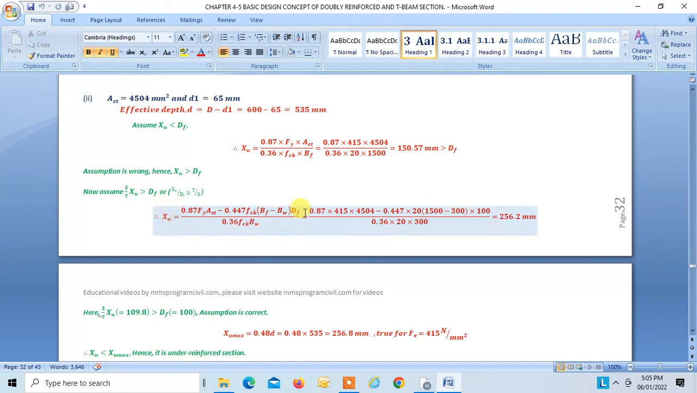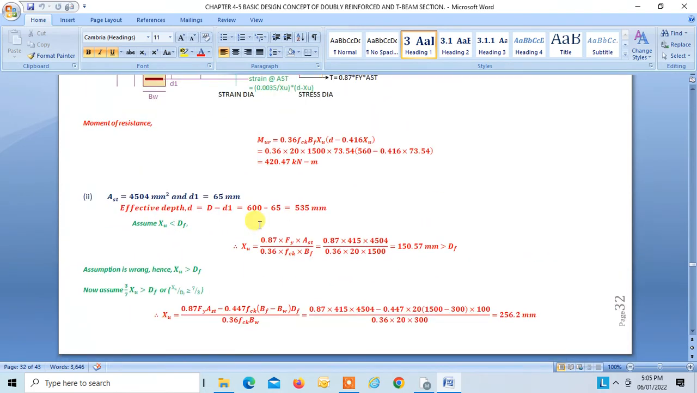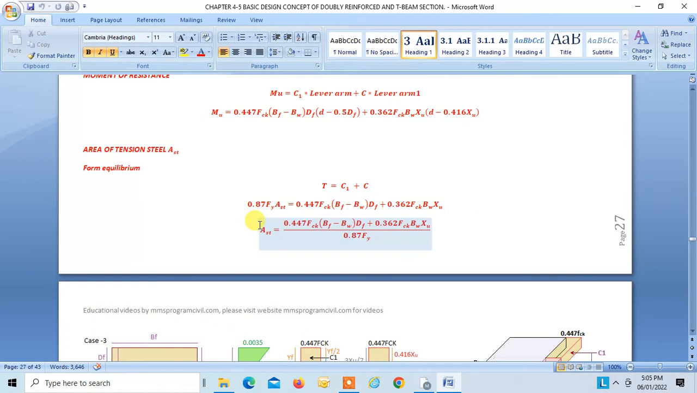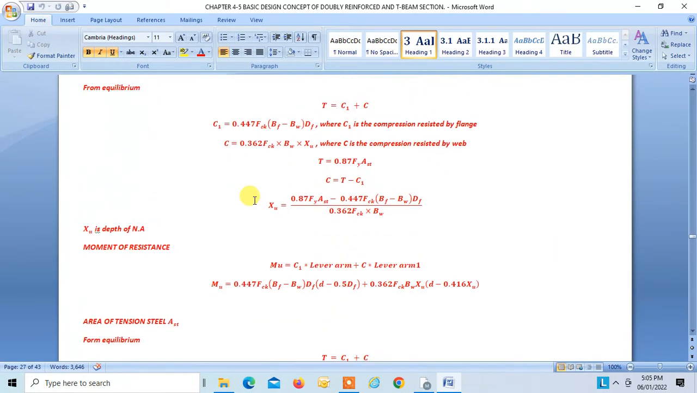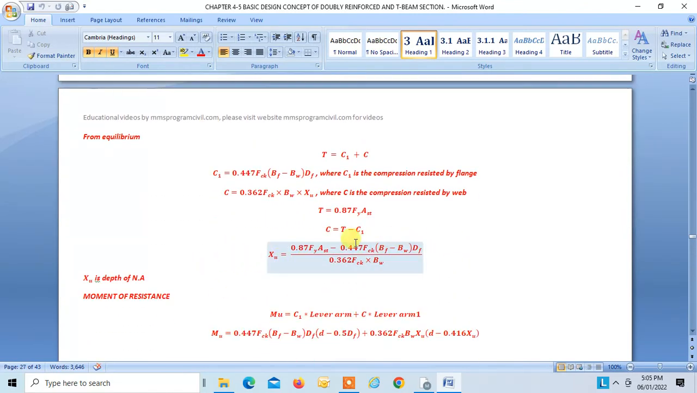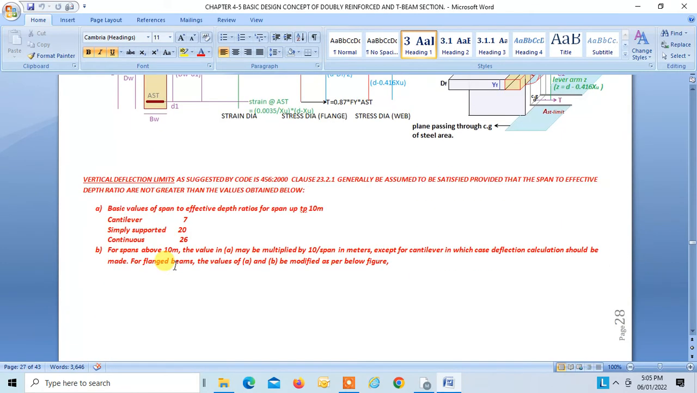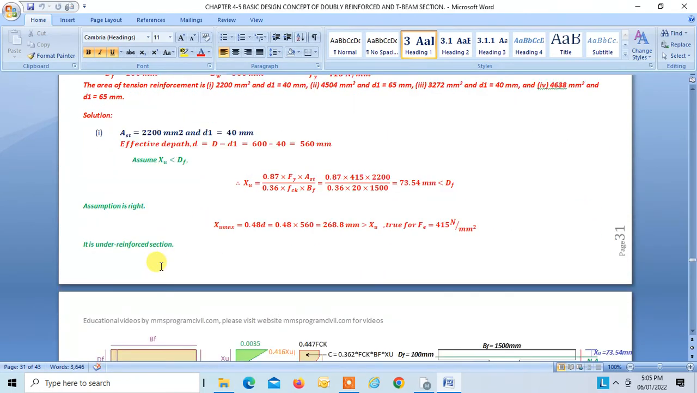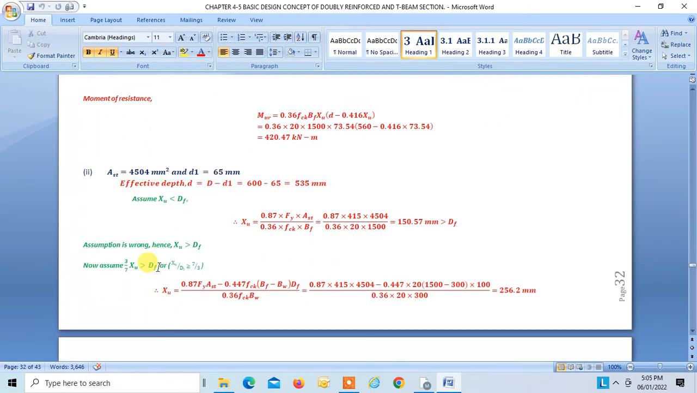Okay, so for case 3, this was the formula for XU which we found. Let me show you. Let us go to case 3. This is case 3, right? In case 3, we found our XU, so I am using this same formula over there. I have taken XU from here, and this is the formula, right? So from this I got XU as 256.2.